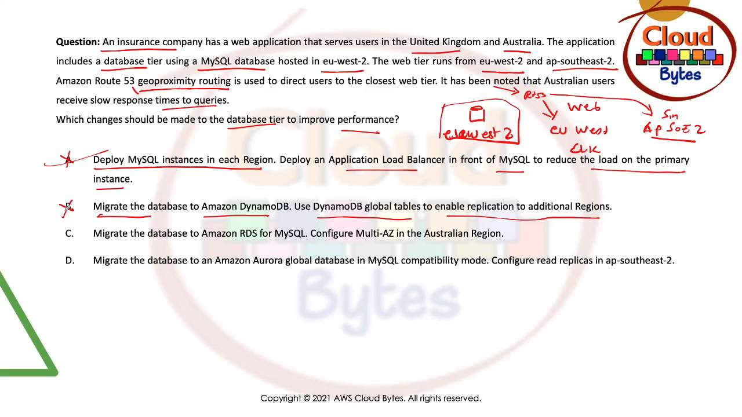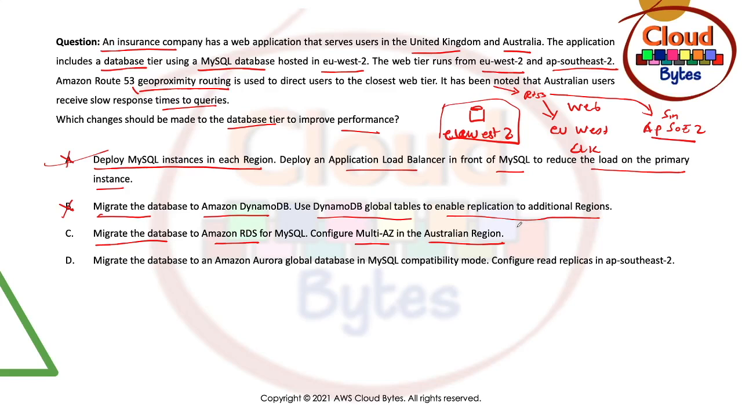The next option given here, option C, let's look at it. Migrate the database to Amazon RDS for MySQL. Configure multi-AZ in the Australian region. So now this one is basically saying migrate the database to Amazon RDS for NoSQL and configuring multi-AZ.